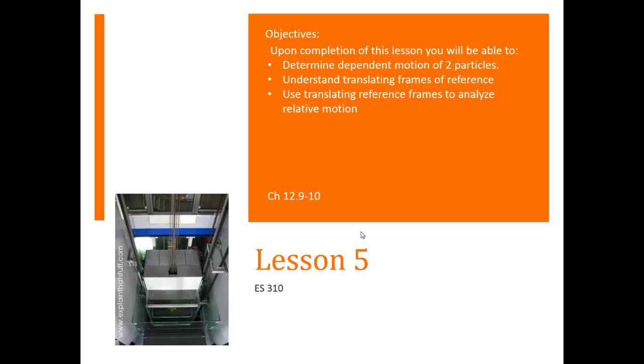So if I'm moving as an observer, other objects that are moving seem to be moving at different speeds than they would be if I were stationary. So those types of problems. More information about these topics can be found in Hibbeler's Dynamics book, Chapter 12, Sections 9 and 10.